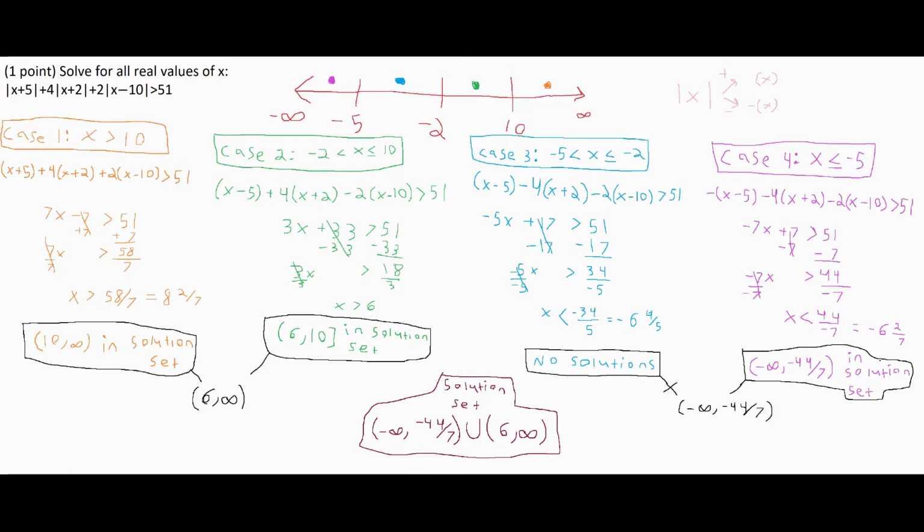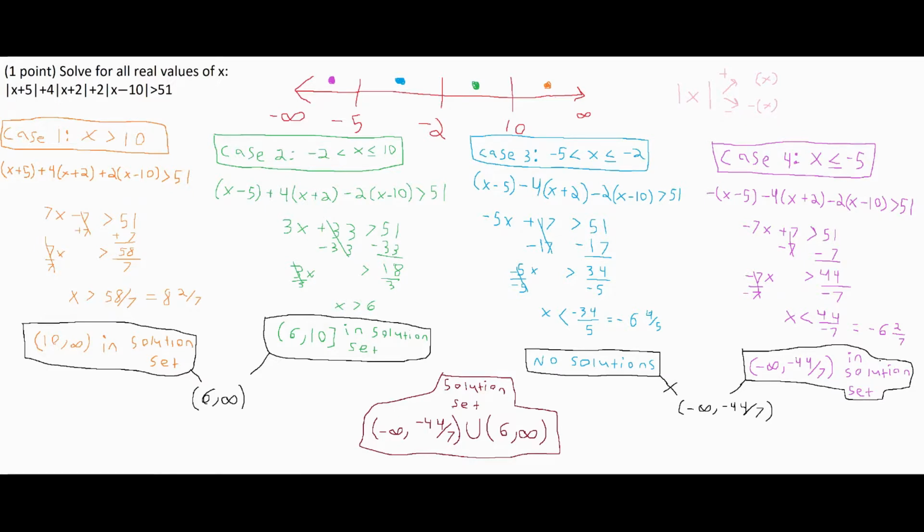Case 2 is negative 2 is less than x is less than or equal to 10. On this interval, the x minus 10 becomes negative, and when the absolute value becomes negative, the x minus 10 becomes negative also. So it'd be negative x plus 10. But you can multiply out the negative 1, so then it'd be 2 times negative 1 times x minus 10. So, this leads to negative 2 times x minus 10.